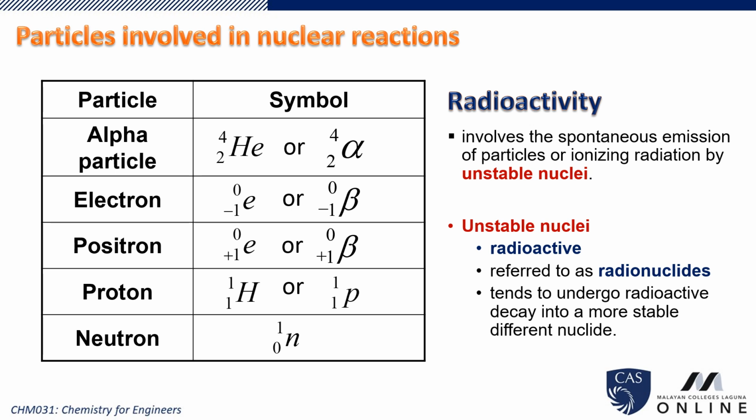In nuclear reactions, we deal with subatomic particles such as alpha particles, electrons, positrons, protons, and neutrons. Each of these plays a role in nuclear transformations.